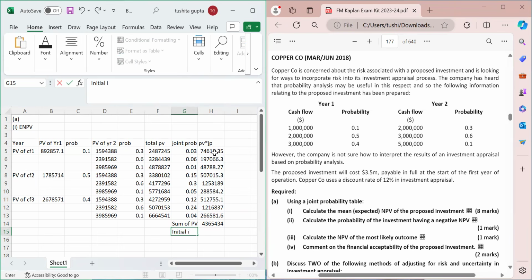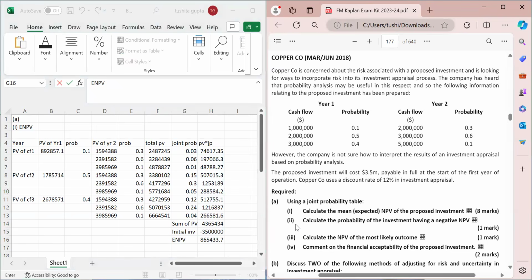Your initial investment is given as 3.5 million, that is 3,500,000. So this is your initial investment over here. You add these two values and then you ultimately get your expected NPV. So this over here is your answer for this 8 marker requirement.